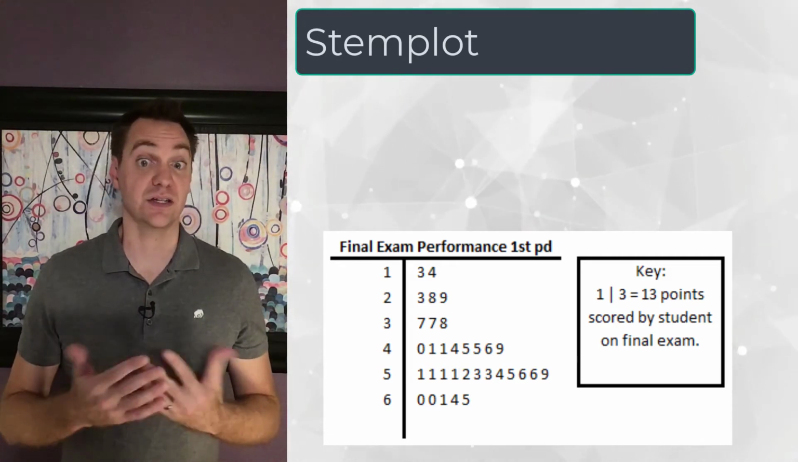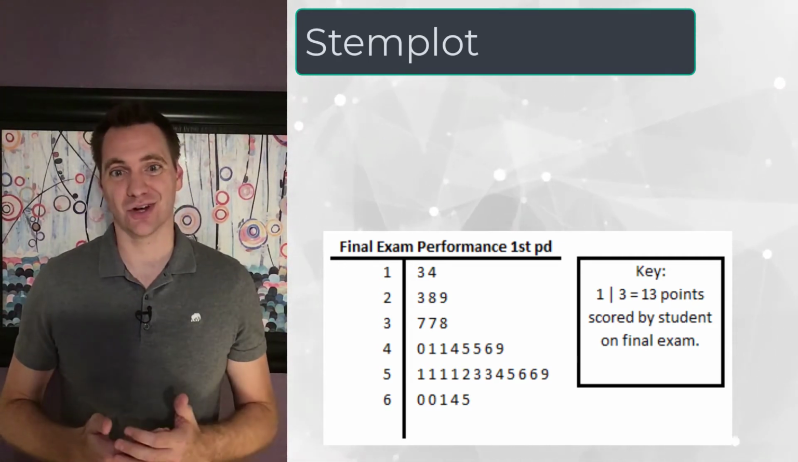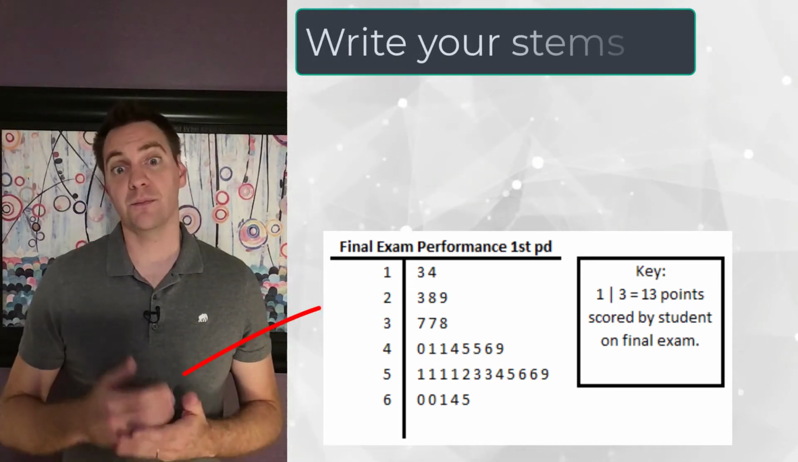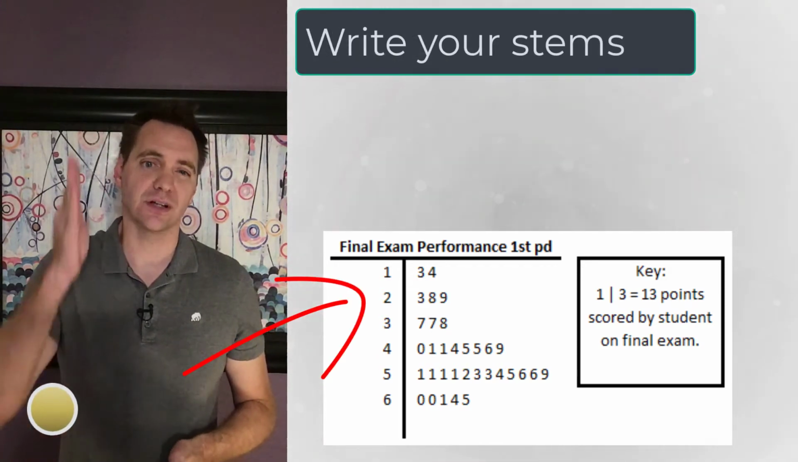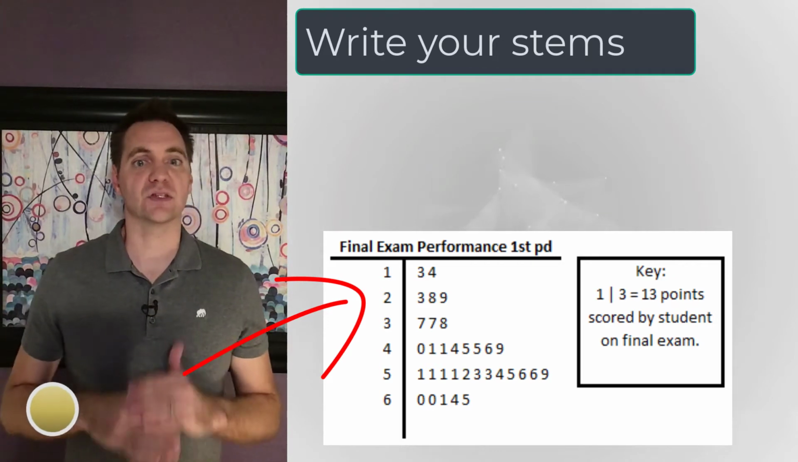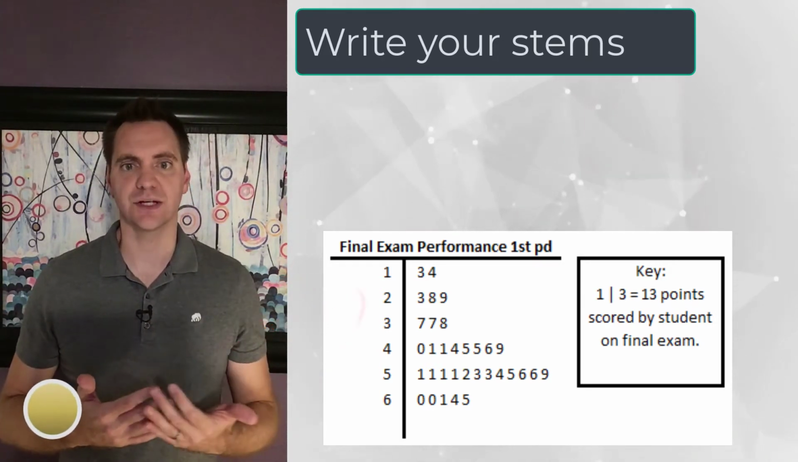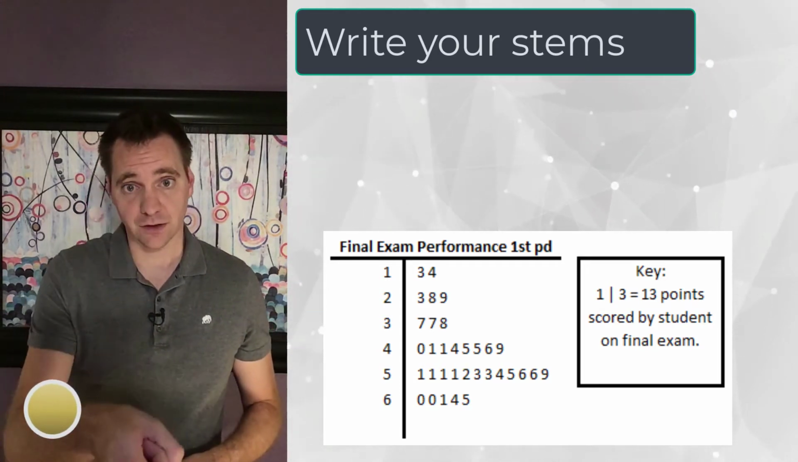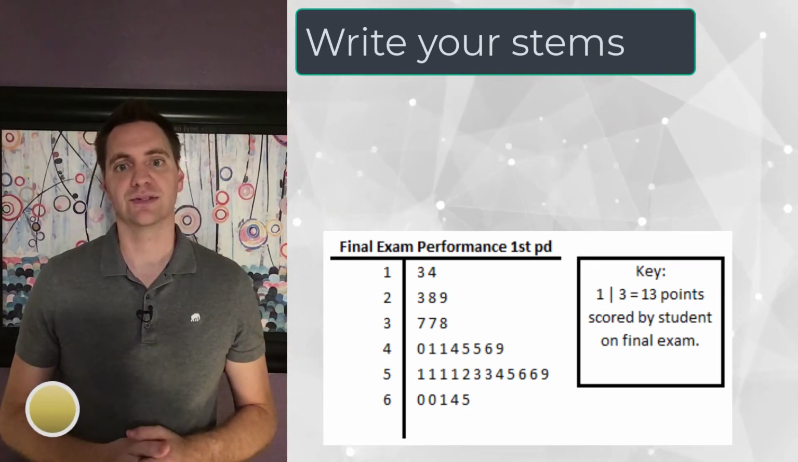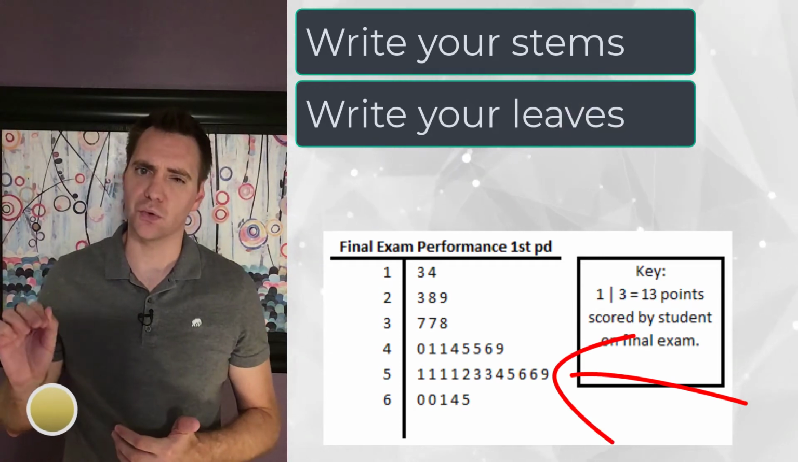If your data set is in order, this is even easier to construct than a dot plot. To make one, start by listing out your stems vertically in order. Remember, this is all but the last digit. So my stems in this example represent the tens place. Next, draw a vertical line to separate the stem and leaves. Then start writing out your leaves in order.